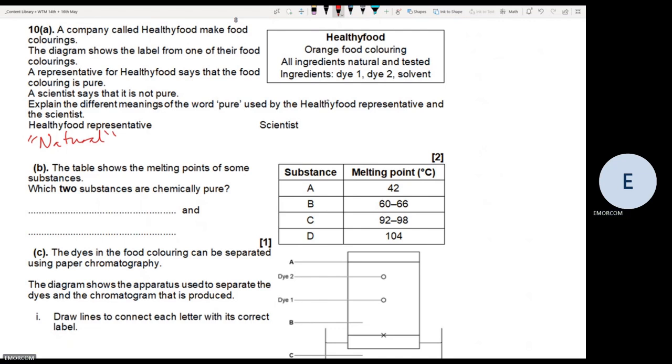But when we're talking about from the scientist's perspective, we actually mean that there is only one substance present. Only one type of substance present. That could be one type of compound or one type of element, but it's got to be just one type. So I could have pure water, that's a compound, or I could have pure carbon, that's an element.